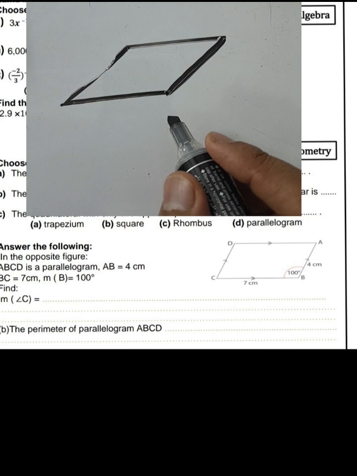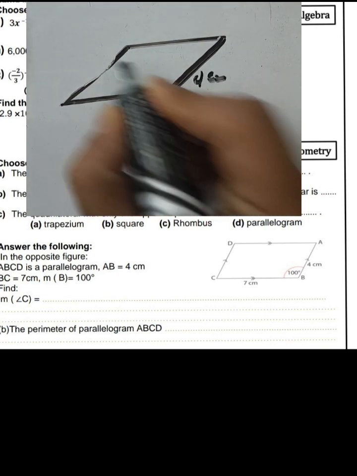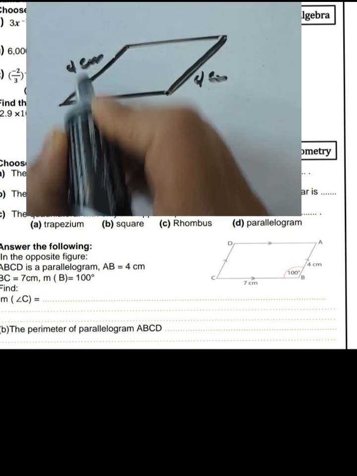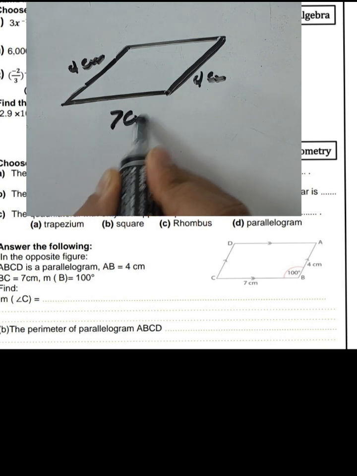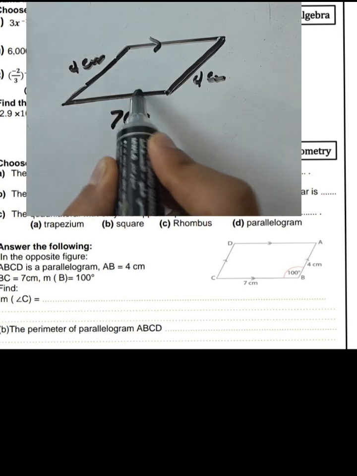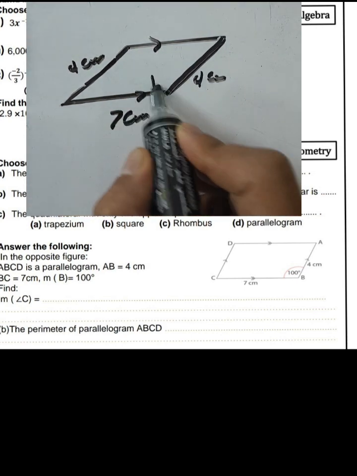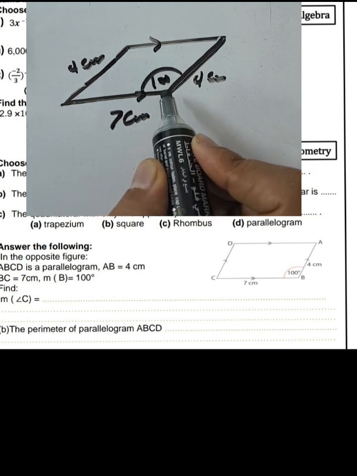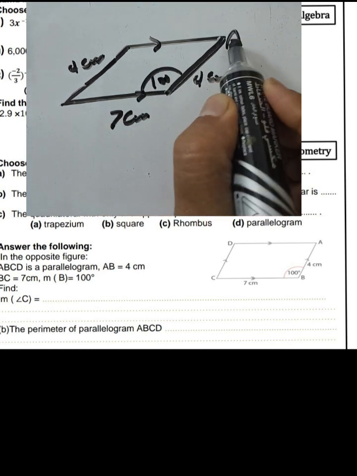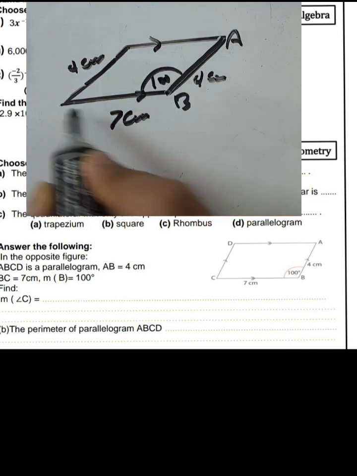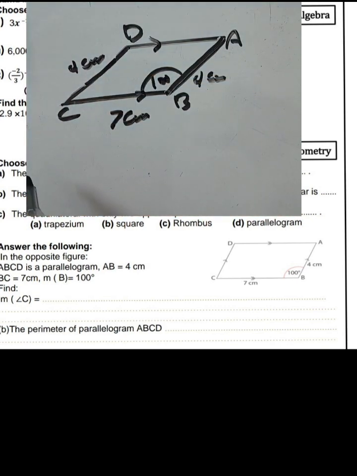Okay, he gives us the side length 4 centimeters, and here 4 centimeters, and it was 7 centimeters. They are parallel, and this angle is 100 degrees, and we have A, B, C, and D. You want to find the measure of angle C.